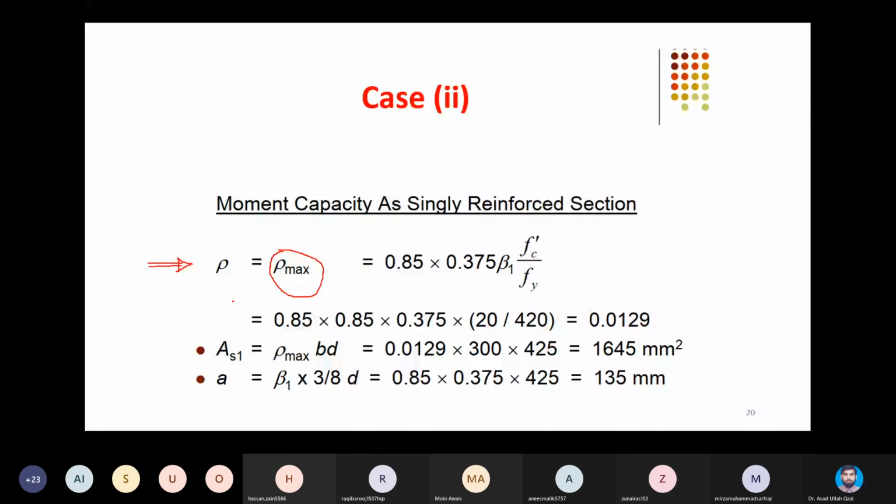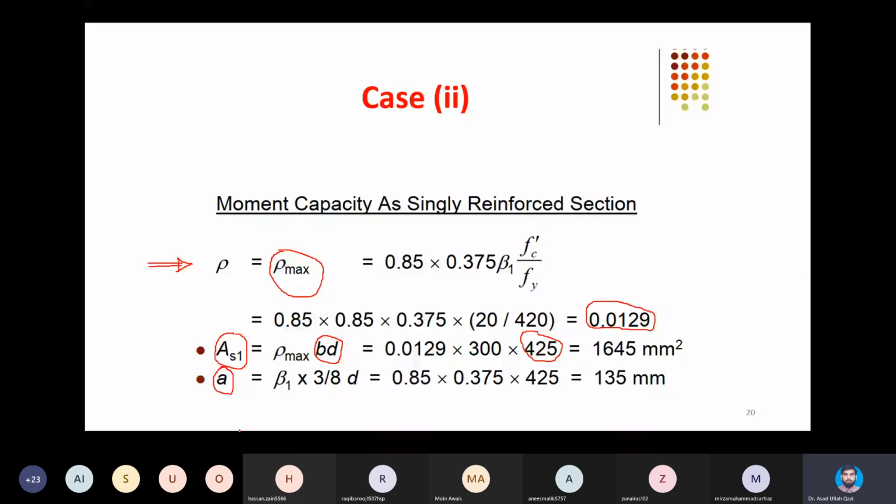And I multiplied that rho max with the effective area. Here I am selecting the D allowed by the architect, which is permissible, and I got AS1. And since I am using rho max, I am allowed to use the uniform stress block depth corresponding to the rho max of singly beam. And I got the A value.